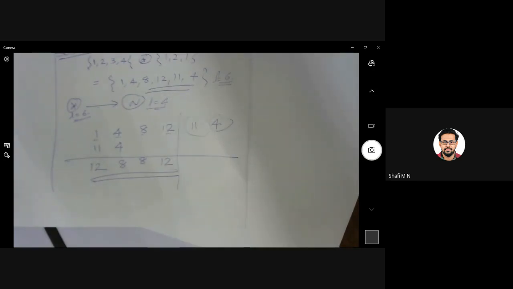Next class we will see how to convert circular convolution to linear. The sequence with shorter length has to be converted to linear. So we will try that in the next class.